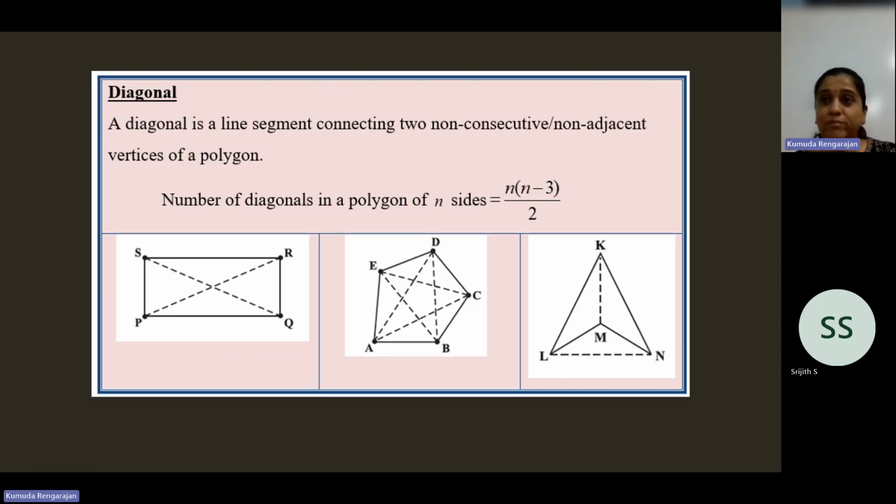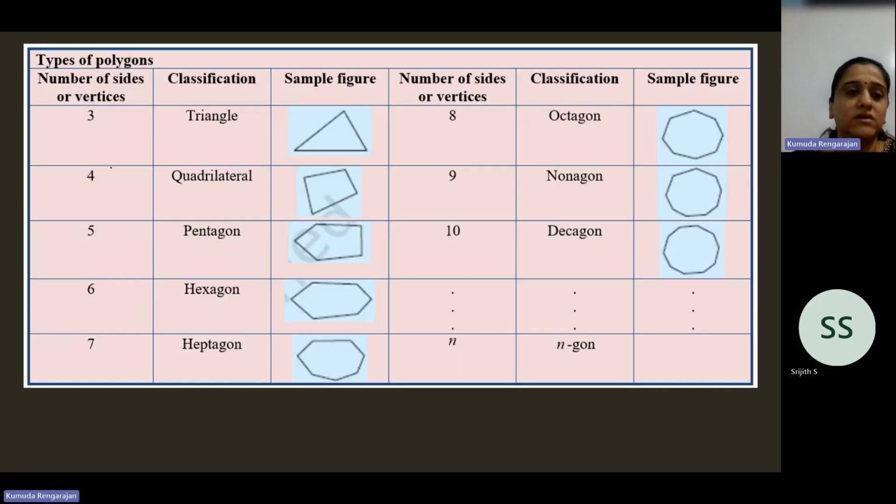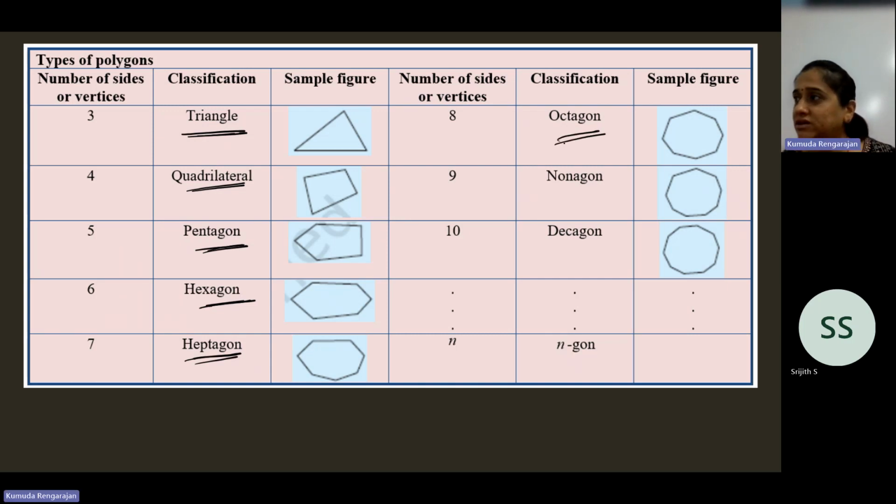So, classification of polygons. A polygon with three sides is called a triangle. A polygon with four sides, quadrilateral. A polygon with five sides, pentagon. Six sides, hexagon. Seven sides, heptagon. Eight sides, octagon. Nine sides, nonagon. Ten sides, decagon. In general, a polygon with n sides is called an n-gon. Suppose 50 sides, 50-gon, meaning a polygon with 50 sides.